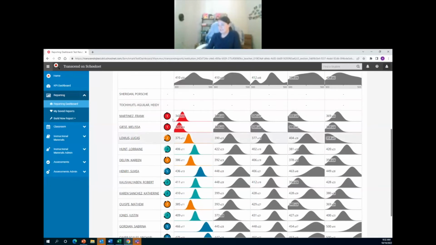The other thing I want to indicate to you about this particular report is that you'll see here that confidence band that I mentioned to you. And this again just indicates the degree of certainty about a particular student's performance level.